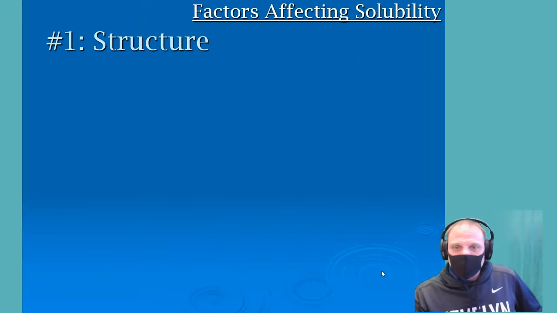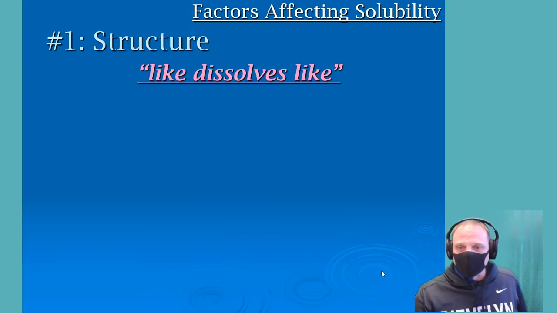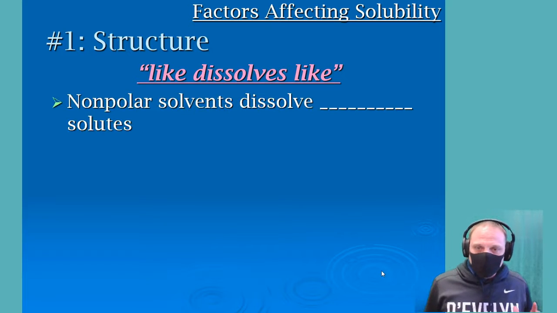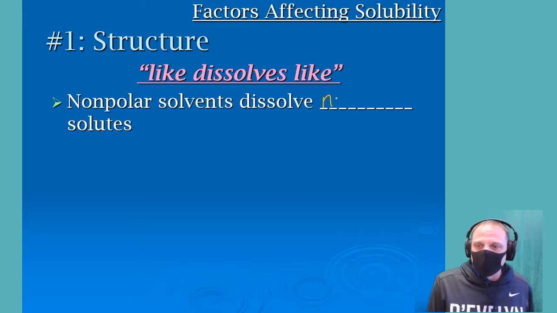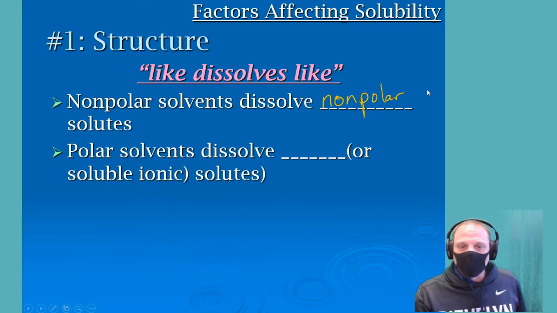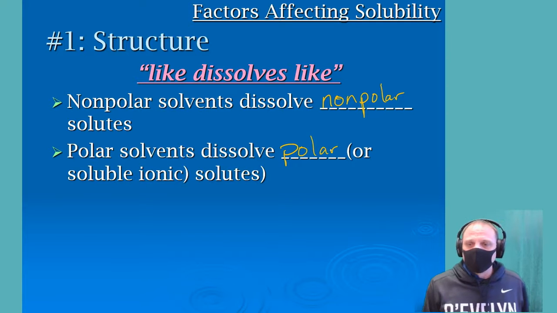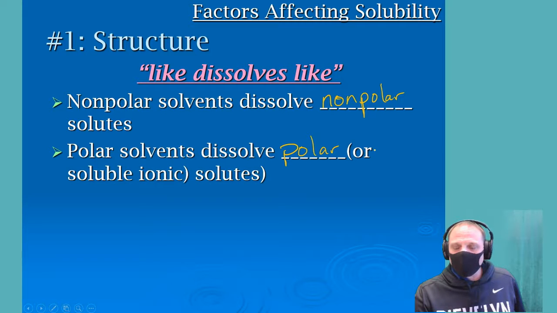And so that's our structure, right? So factors that are affecting our solubility is the structure, first of all. The like dissolves like. Nonpolar substances are going to dissolve nonpolar substances. Okay, so nonpolar solvents dissolve nonpolar solutes. That's about polarity. Okay, structure that affects solubility. The polarity, whether or not it's polar or nonpolar, is going to affect it. Okay, polar solvents are going to dissolve polar solutes, right? They're attracted to each other because they both have charges.